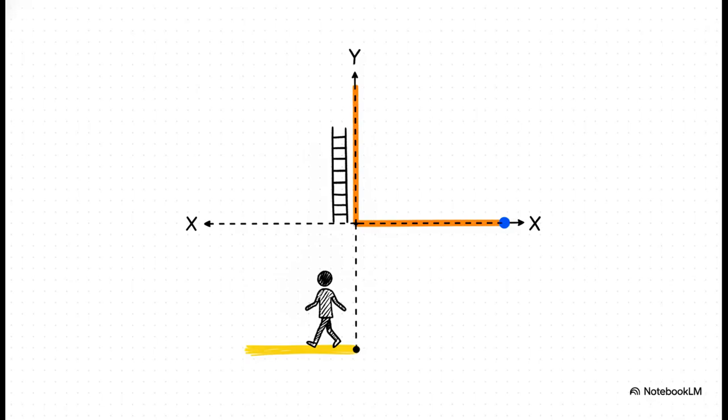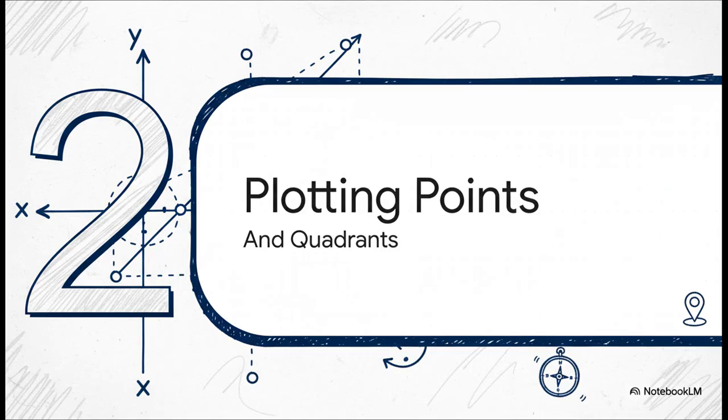And hey, if you want to sound like a real math pro, you can use the official terms. The x-coordinate, our horizontal position, is called the abscissa, and the y-coordinate, our vertical position, is called the ordinate. So in any ordered pair, you always state the abscissa first and then the ordinate. Okay, so we have the map and we have the addresses. Now let's learn how to actually read this thing and navigate its different regions.